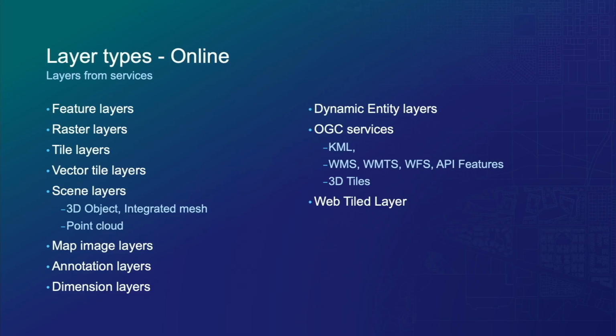So feature layers, being able to pull feature data down from a service, automatically update the display, interrogate it, and edit it. Raster layers, image tile layers, and vector tile layers are two different ways to bring more static data into your application. We'll see those as well. It's pre-baked data that doesn't change quite so often.